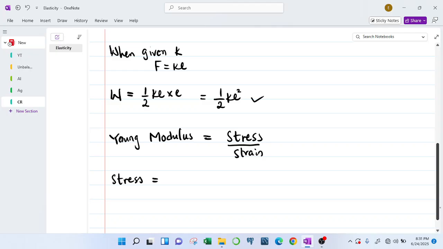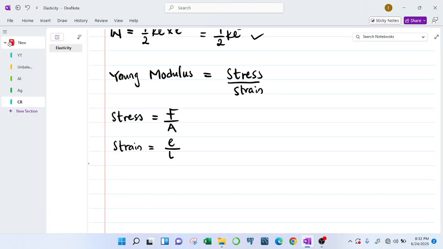Now, what is stress? Stress is like the amount of pressure exerted on something. So stress is referring to pressure. And if you remember, pressure is force over area. And then strain means by what ratio did you stretch it? So strain is extension divided by the initial length.